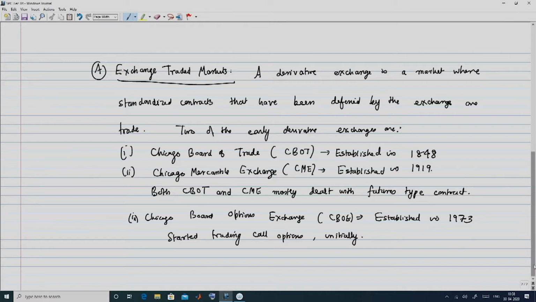So, again, when I talk about options, at that point I will discuss in a lot more detail exactly what a call option is.